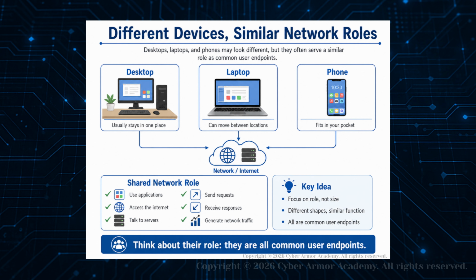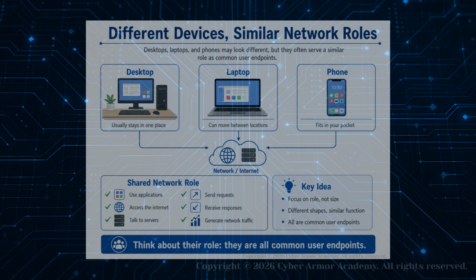One of the most important beginner lessons here is this: these devices may look different, but their network role is often very similar. A desktop may sit in one place, a laptop may move around, a phone may fit in your pocket, but all three can use applications, access the internet, talk to servers, send requests, receive responses, and generate traffic on the network. So when you see these devices in a network, do not get stuck thinking only about their shape or size. Think about their role. They are all common user endpoints.